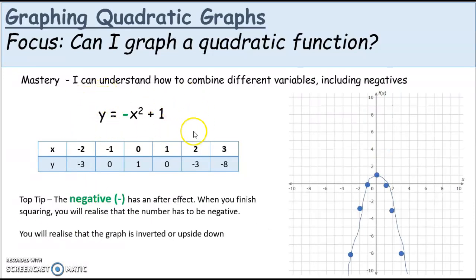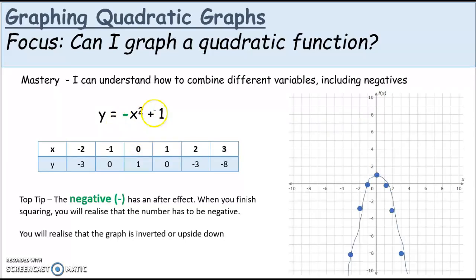This one, my last example. If there's a negative, notice how if you just try and see the graph right here, it's actually inverted. So here's the difficulty, just to make sure you understand. 0 squared would be 0, plus 1 would be 1. 1 squared would be 1, but because of the negative, you have an after effect. Whatever you have squared here would then be negative.